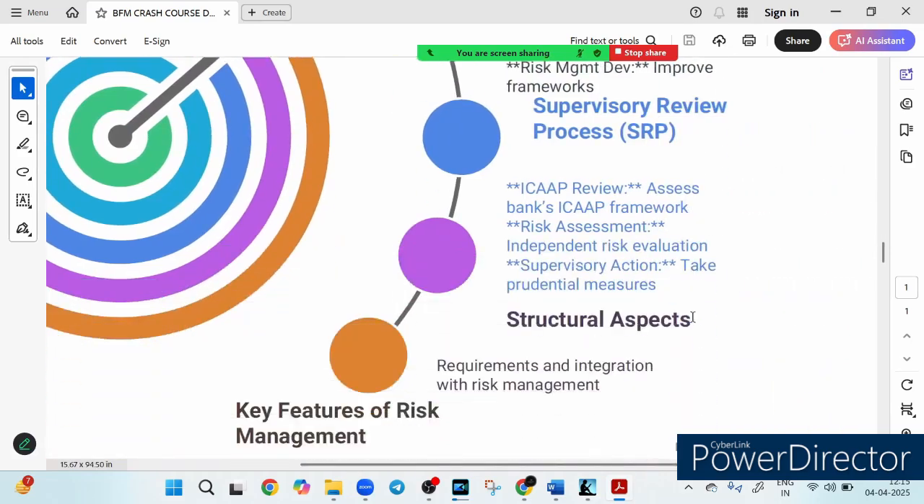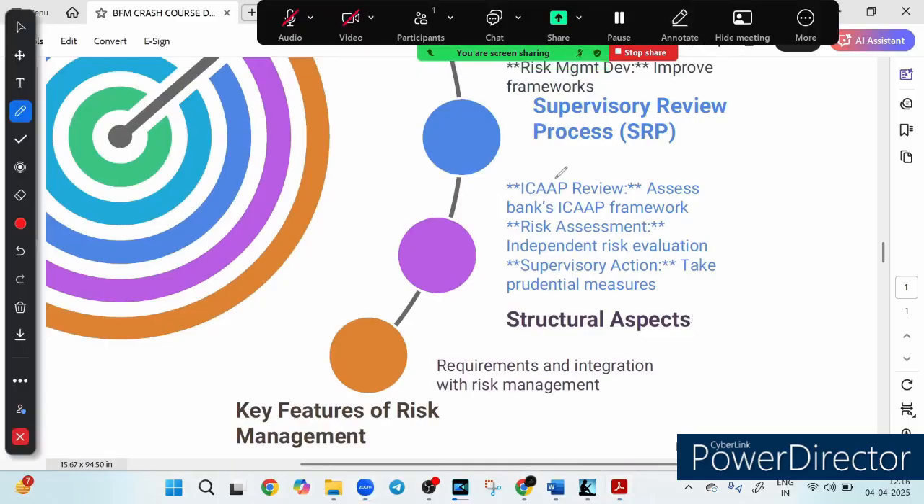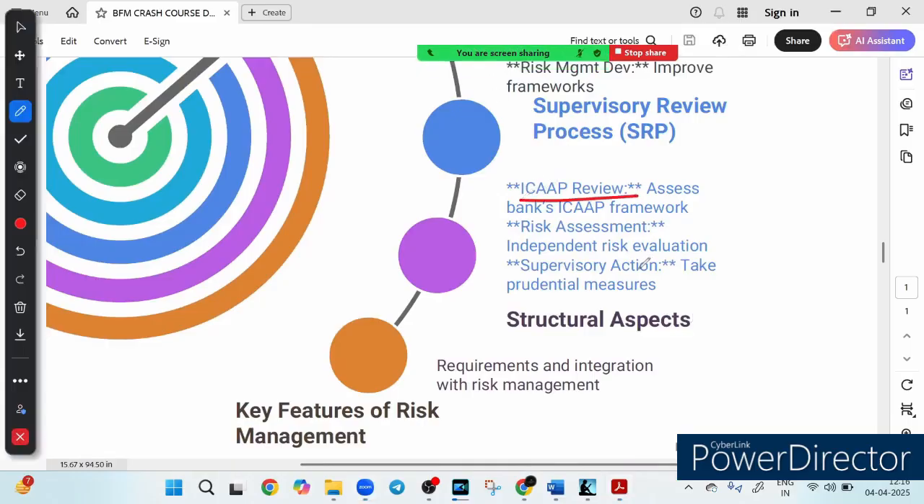The first is ICAAP review. What is the meaning of this ICAAP review? Let me explain. It says assessing the bank's internal risk framework. Second is risk assessment, conducting an independent evaluation of the risk exposure. The third thing is supervisory action, taking corrective measures if capital buffers are insufficient.